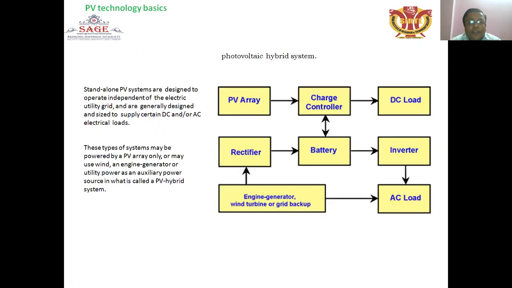That is the photovoltaic hybrid system. Stand-alone PV systems are designed to operate independent of the electric utility and are designed and sized to supply certain DC and/or AC electrical loads. That is the PV array, charge controller, DC load, rectifier, batteries, inverter, AC loads. These types of systems may be powered by a PV array only, or may use wind, an engine generator, or utility power as an auxiliary power source in what is called a PV hybrid system.